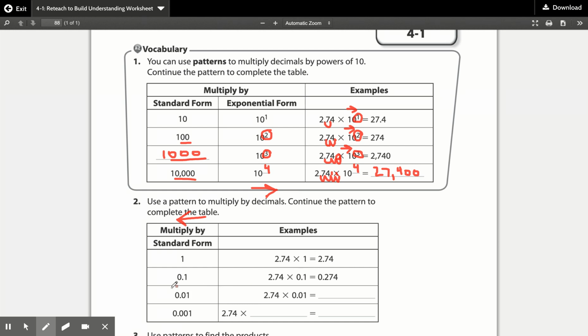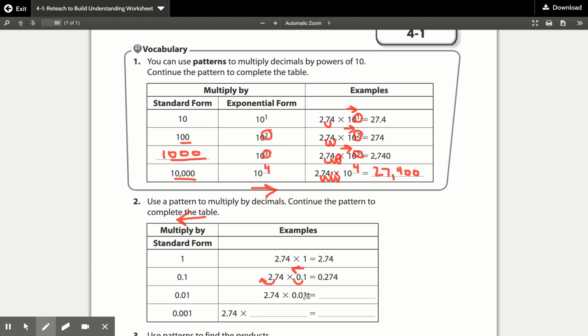So now I'm doing 0.1. So if I'm doing 2.74 times 0.1, what I'm doing is I'm moving my decimal place 1 place to the left because I have 1 zero. So I'm going to move my decimal 1 place over, and that means I have 0.274.